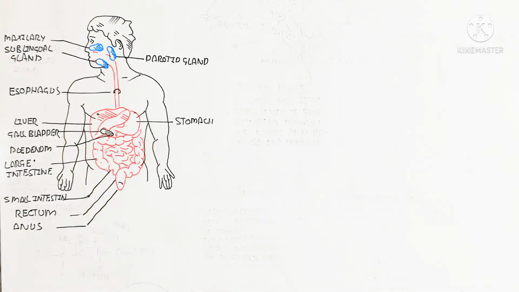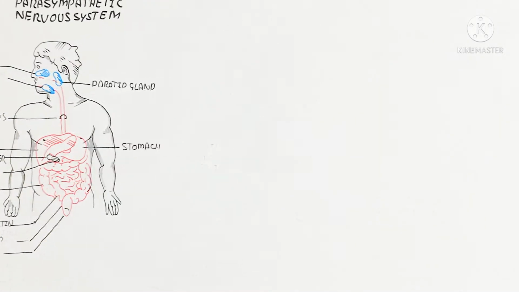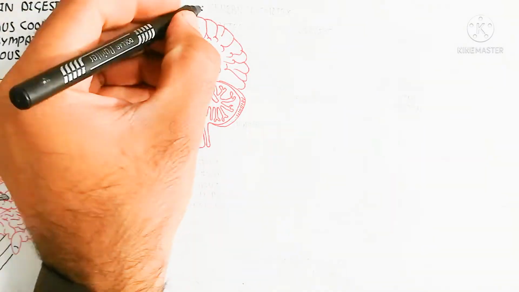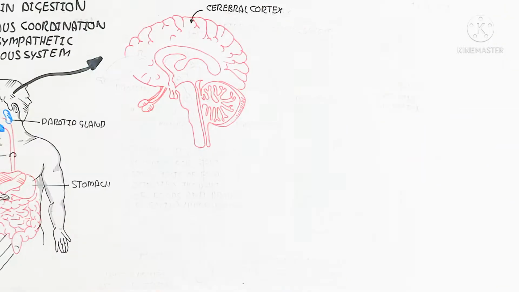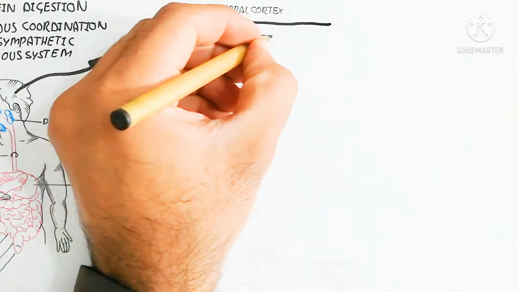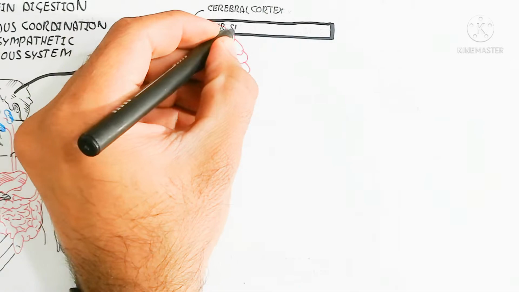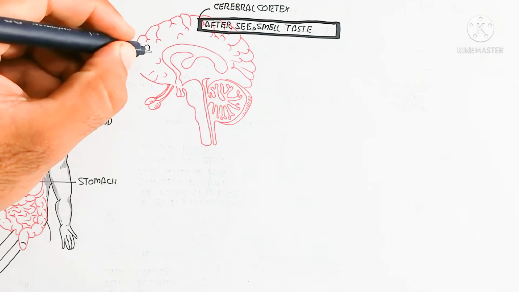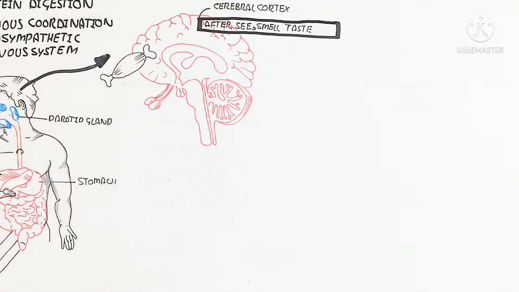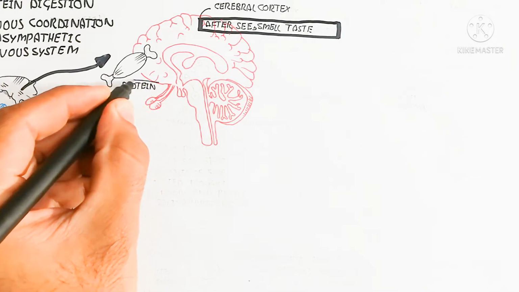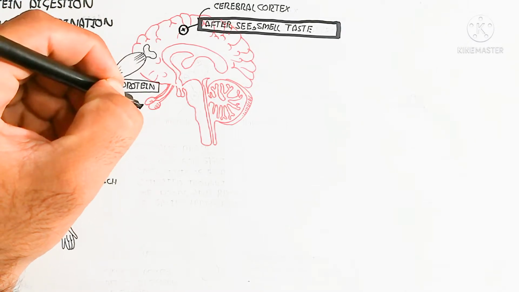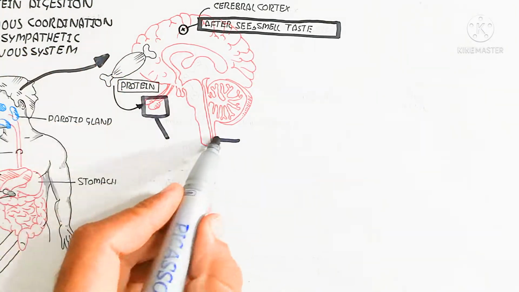When the food is checked through our vision, through our eyes, smell and taste, that is detected by the higher brain cortex. This is the cerebral cortex. After the detection, after sight, smell and taste, it gives feedback, and this feedback goes through our thalamus to the hypothalamus and ultimately from the hypothalamus toward the medulla, and this will arise the parasympathetic nerve impulse along the vagus cranial nerve number 10.